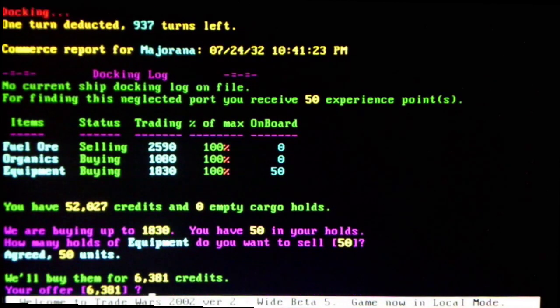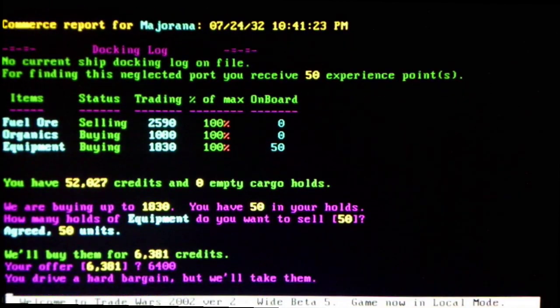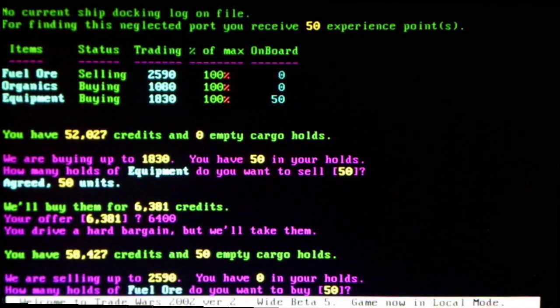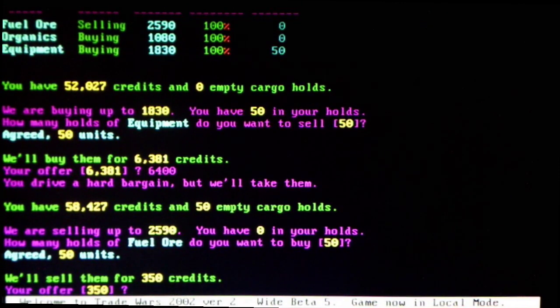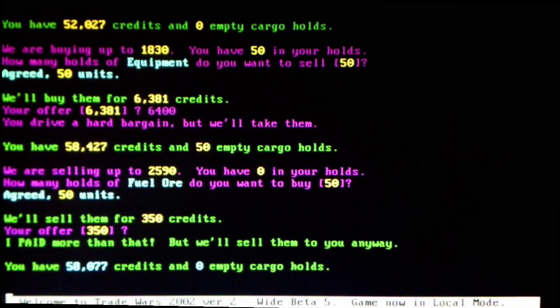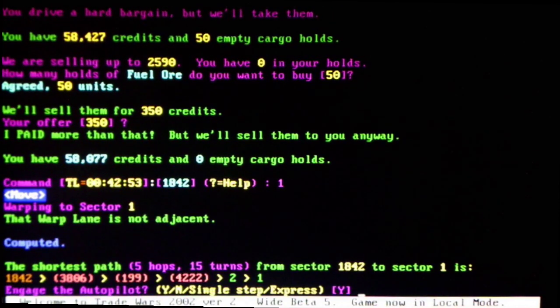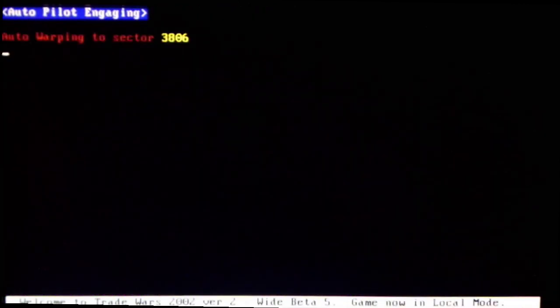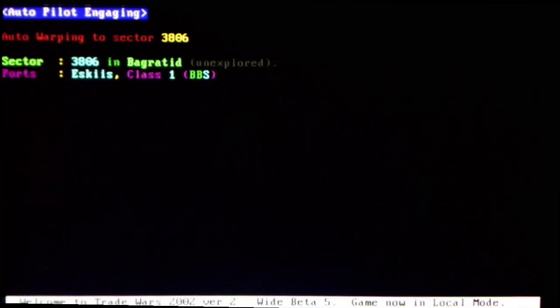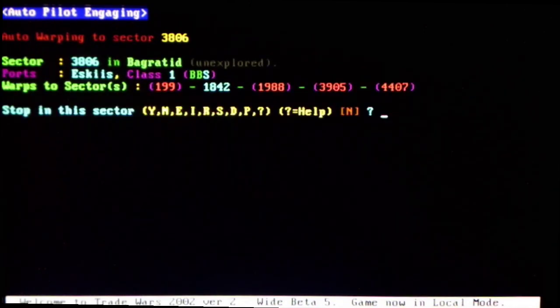So we're going to sell 50. We're going to ask for 6,400. I drive a hard bargain, but I got it. And we're going to get some fuel oil. Alright, so we're going to head back to 1. Now we still haven't found a planet yet for our passengers. Nor have we been killed by pirates, though, so that's good.